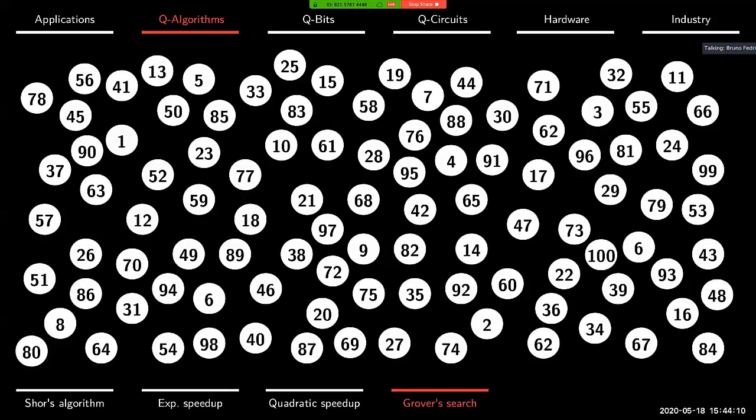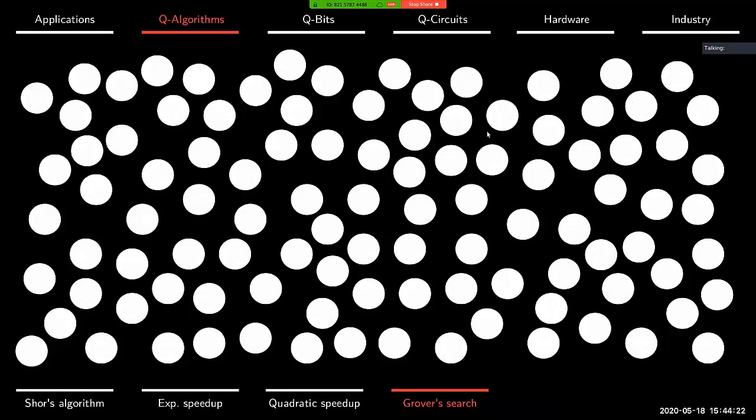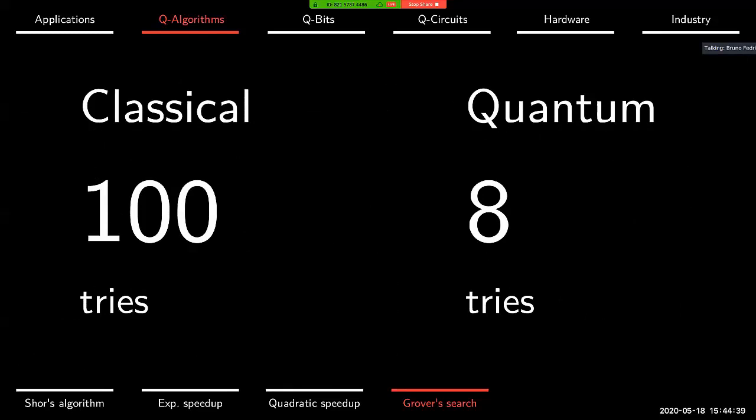So let's take an example. Here's an unsorted database with numbers going from 1 to 100. It's unsorted, and let's say, for instance, that I'm looking for the number 70. How many requests do I need to make to the database? If I'm lucky, it will be 1. If I'm unlucky, it will be 100. And on average, it will be something like 50. So in the classical domain, the worst case scenario will be 100. But in the quantum domain, it's only 8 tries.